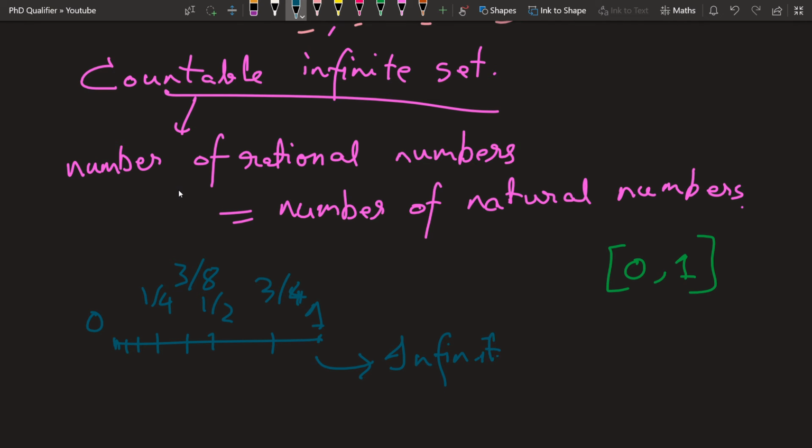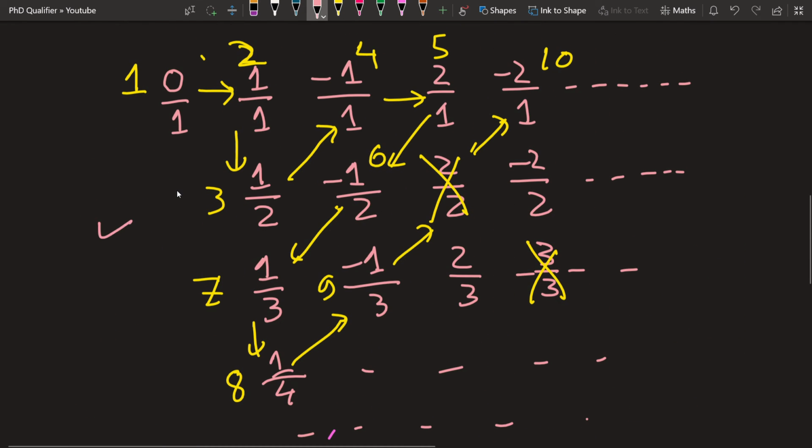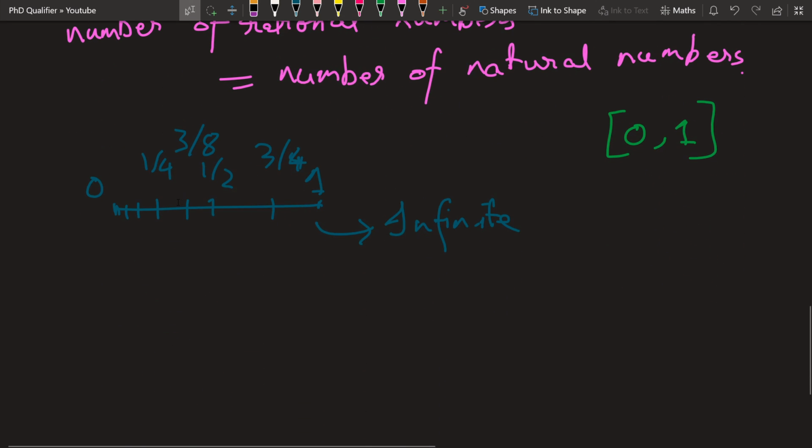And again, this infinity you can also prove in a very similar way. I will leave it up to you to do this. In this similar way of arrangement, you can prove the number of rational numbers between 0 and 1 is also infinite, which is also a countable infinite set.